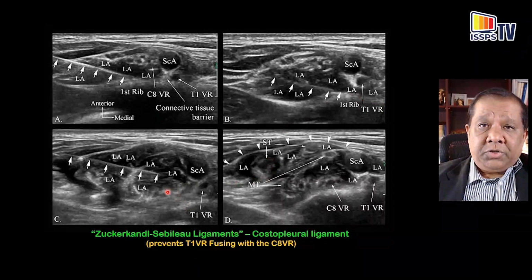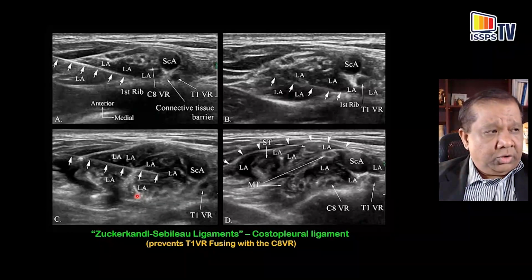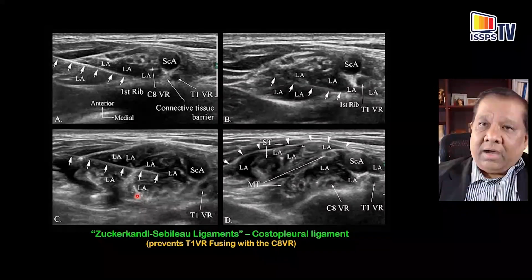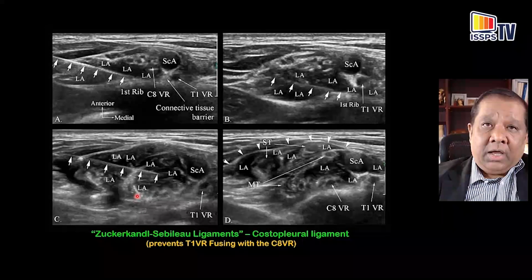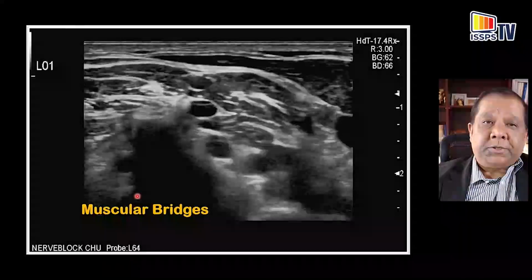These connective tissue barriers have been described as the costopleural membranes. These are the costopleural ligaments, and they are often described as the Zuckerkandl-Sebileau ligament. There are about 5 or 6 of them that may sometimes interfere with the T1 actually reaching its normal position, and this has been described in the literature.